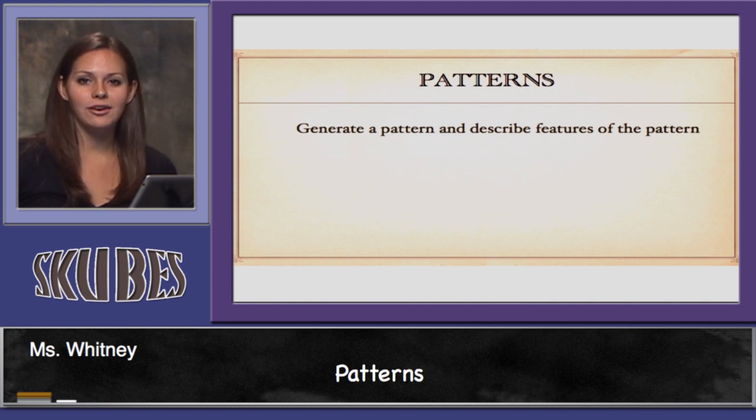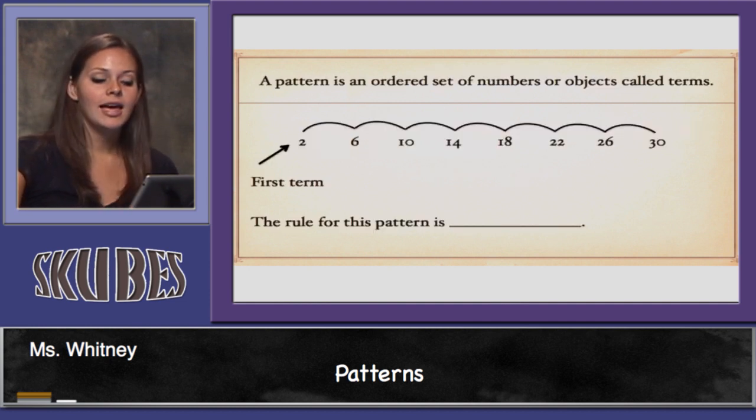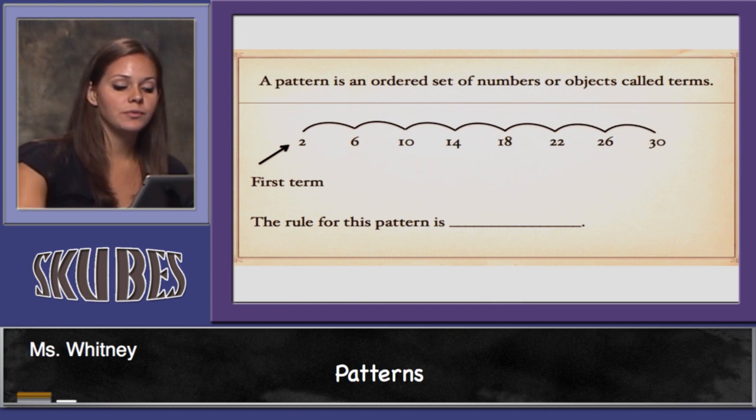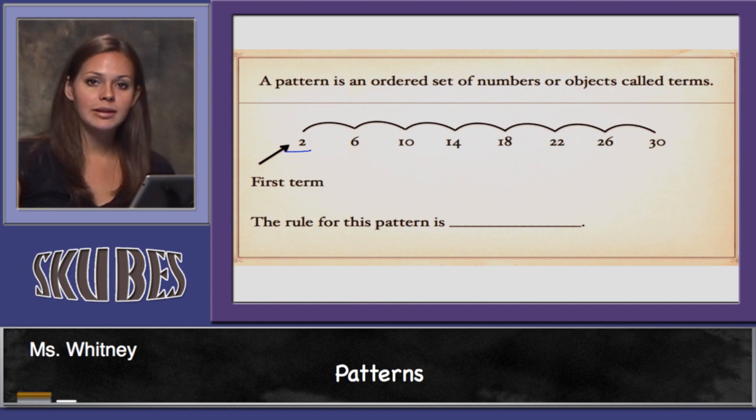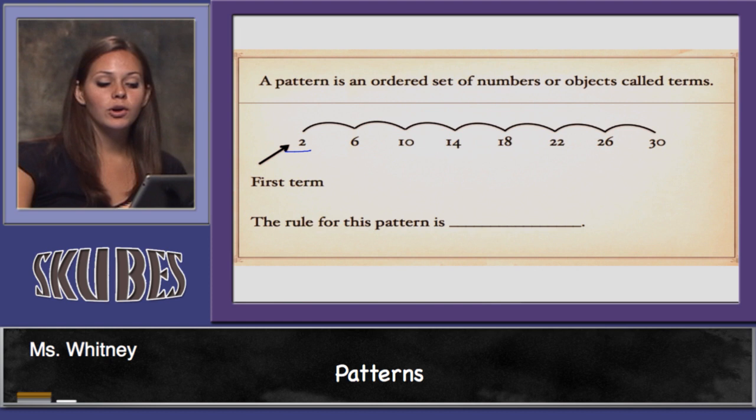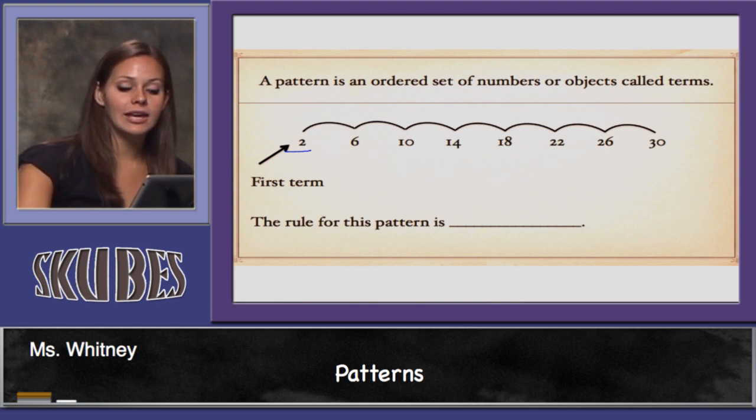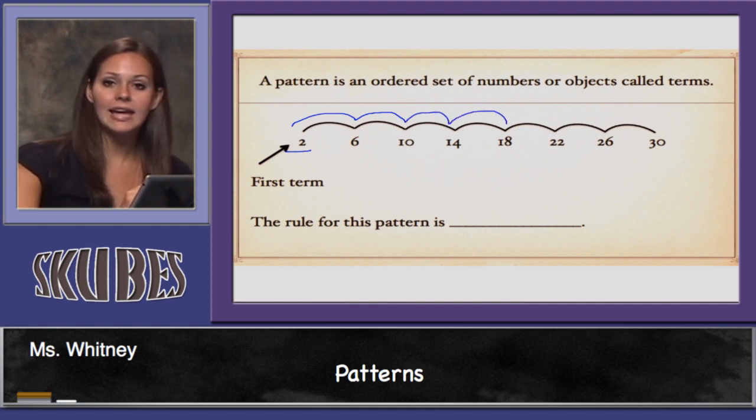Let's talk about patterns. A pattern is an ordered set of numbers or objects called terms. 2 is the first term in this pattern. Let's try to find the rule. We're going to ask ourselves, how do we get from 2 to 6 to 10 to 14 to 18 and so on?